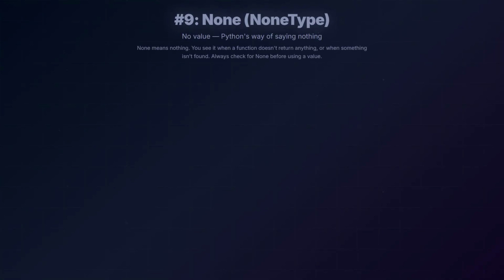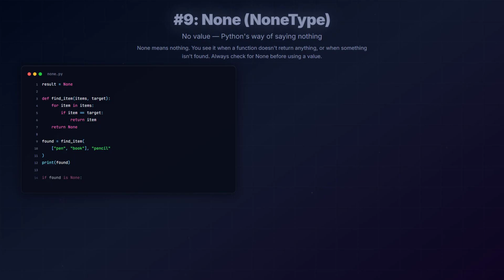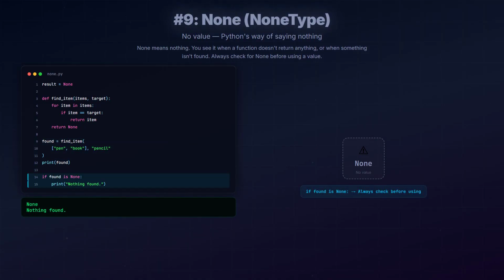None is Python's way of saying nothing. It is not 0. It is not an empty string. It is the complete absence of a value. You will see None when a function does not explicitly return anything, or when something is not found.